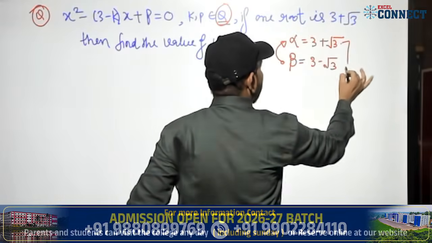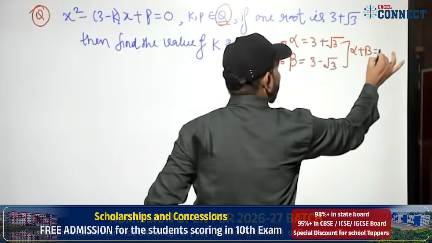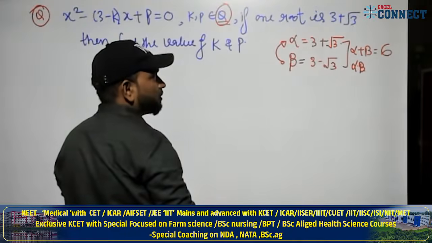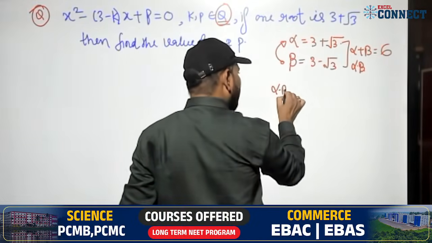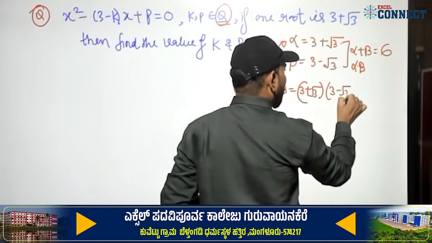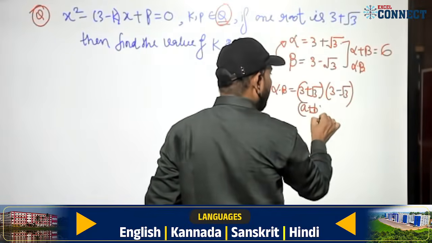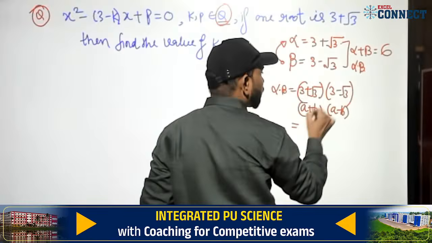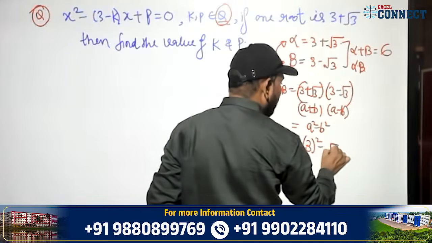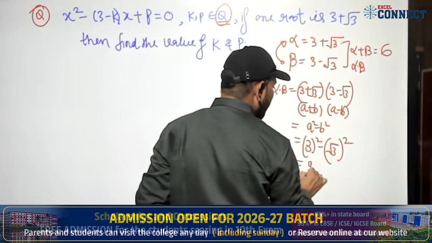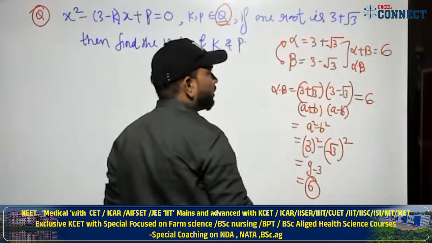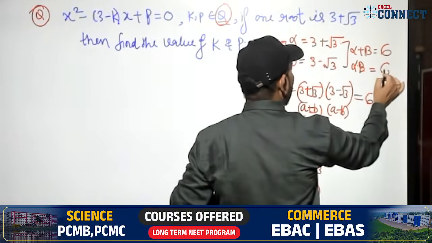Now we can say alpha plus beta is equal to 6, and alpha into beta, now it is interesting. Alpha into beta is equal to (3 plus root 3) into (3 minus root 3). You can apply the formula (a plus b)(a minus b) is a square minus b square. It means 3 square minus (root 3) whole square, which is 9 minus 3, that is 6. So the product is also 6, and the sum is also 6.